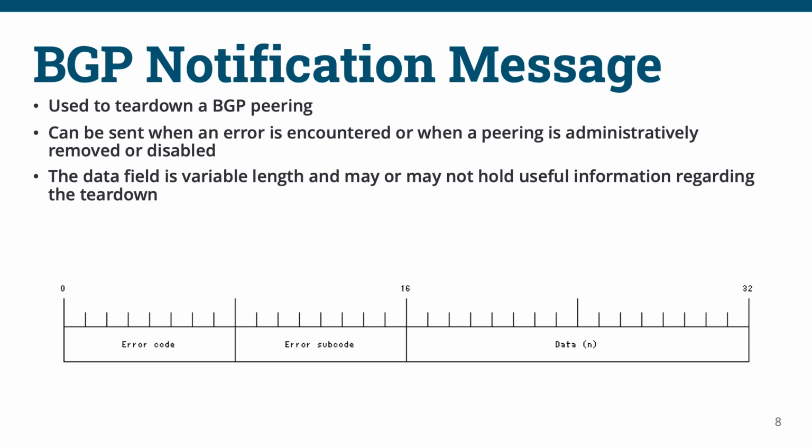The notification message includes 1 octet for the error code and another octet for the error subcode. These are used to indicate the reason for the notification message being sent. The data field is a variable length field, which may or may not include any information at all. This field can be used by the router to include additional information about the error or reason for the notification. Though, as the network administrators, we typically aren't concerned with the contents of this field. And that's it.